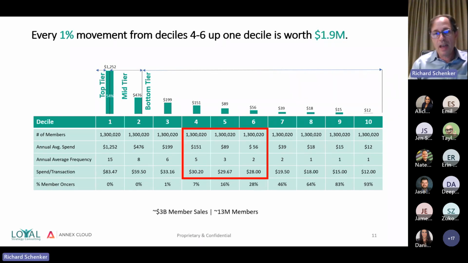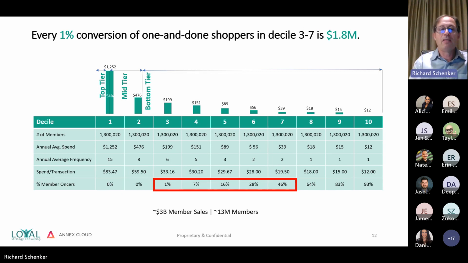And then as we move down the continuum, we can see there's less upside when you start to move people up from decile 6 to decile 5 to decile 4. There's still upside, but there's not as much upside there. So again, thinking about those scarce resources and where you want to really make those strategic financial investments, this is a really good tool to help you do that. And then last but not least, thinking about those one-serves.